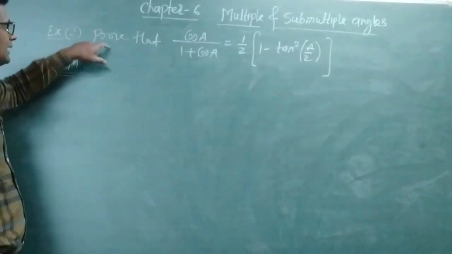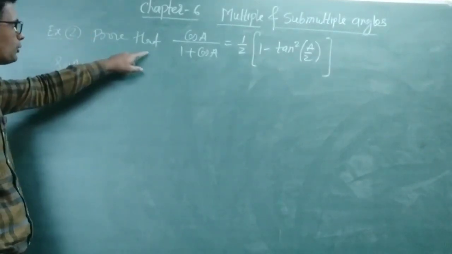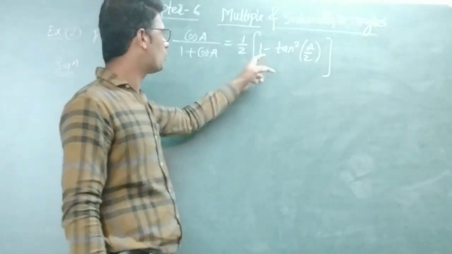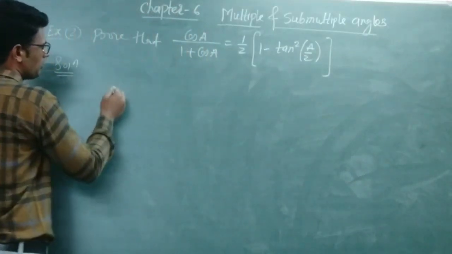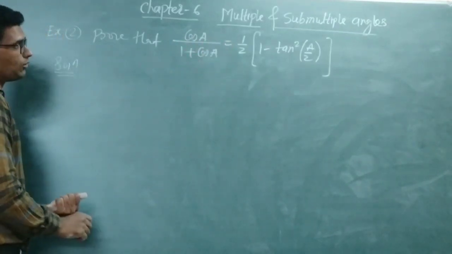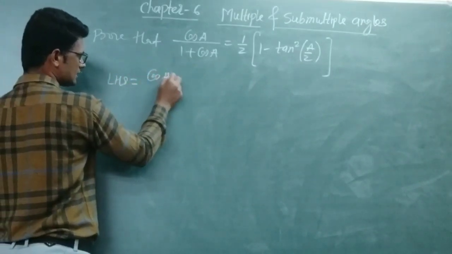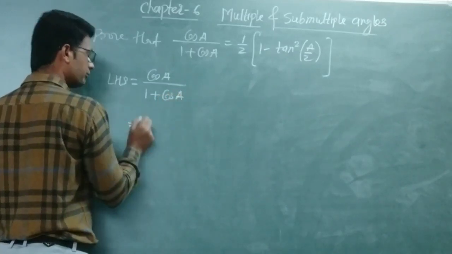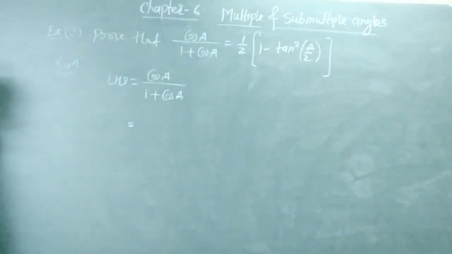We will solve the last problem from this multiple and submultiple angles. This problem says that we have to prove that cos A divided by 1 plus cos A is equal to 1 by 2, 1 minus tan square A by 2. This problem can be solved by taking LHS and showing that the right hand side occurs. So first of all, LHS is given as cos A divided by 1 plus cos A, and we will prove that this equals the right hand side, 1 by 2, 1 minus tan square A by 2.